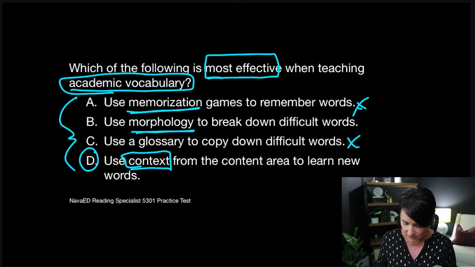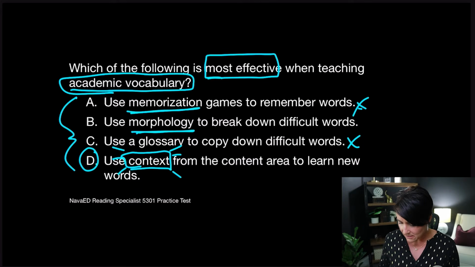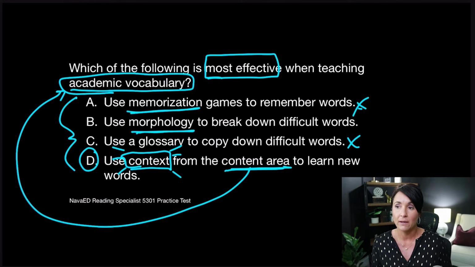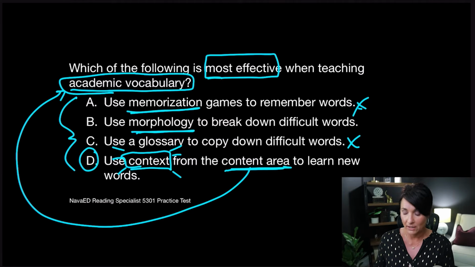Not only does it have this context word here that I love, but it also has this content area because that goes with academic vocabulary here. So notice that before I ever read the question, I could break this down. I was down to 2 answer choices. And then once I read the question, I could see that most effective came into play, which makes context clues the best. And then academic vocabulary attaches to content area. So that's why D is the best answer there.